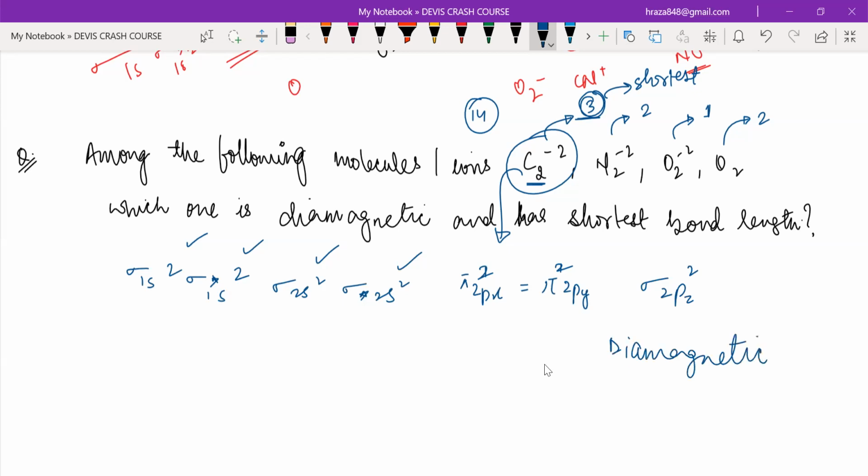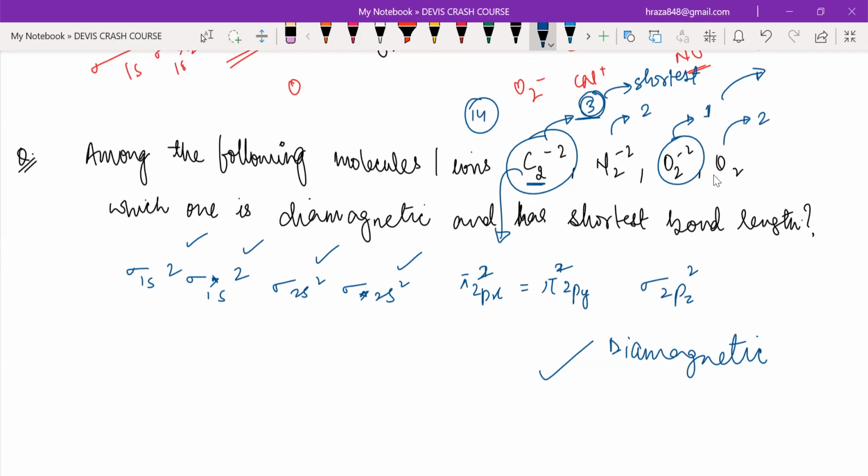All the electrons are paired. And for shortest bond length, if you check, this other one is also diamagnetic, but it has the longest bond length. So you need to take care of this also as well.